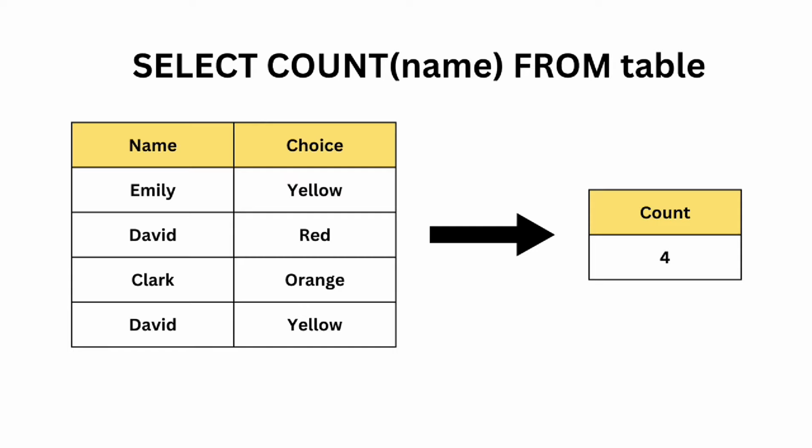If we were to count the number of names from table, that's just asking for how many rows are there in the name column, which is going to be 4. So the result will be count 4. So again, it's simply returning the number of rows in the table.